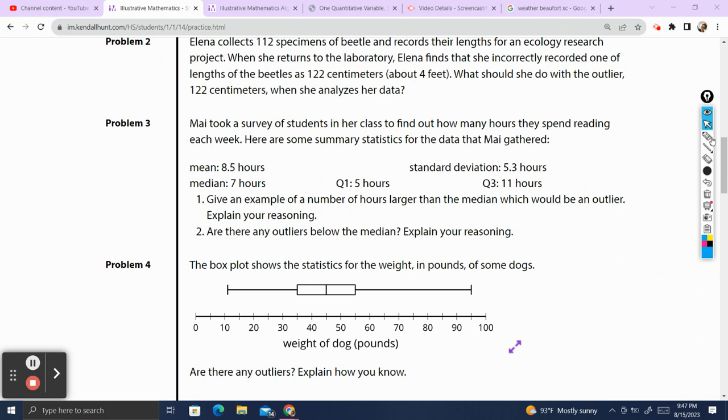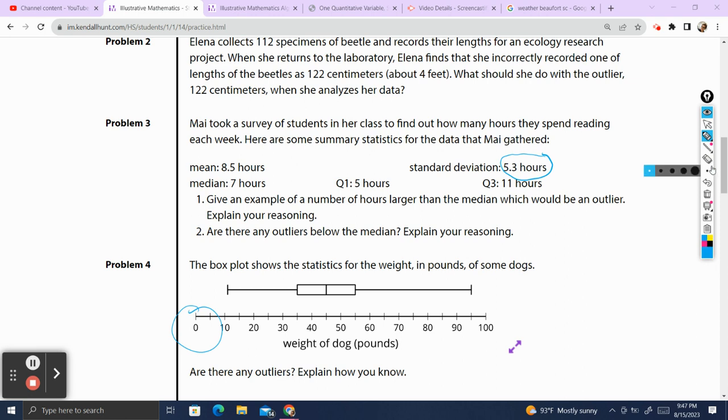So let's take a second to situate ourselves with the data. The mean is 8.5 hours. The median is 7 hours. The Q1 is 5 hours. The Q3 is 11 hours. And the standard deviation is 5.3 hours. I see the standard deviation is pretty high, and it means that students vary quite a bit in the number of hours that they studied.